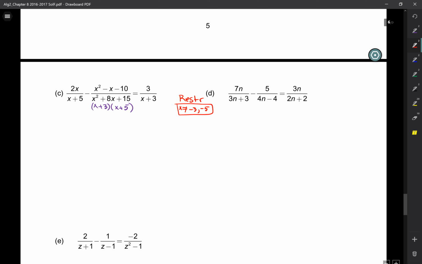Wait, my page looks a lot different. Oh wait, never mind. Okay, so the LCM is what? x plus 3 and x plus 5, and I multiply everything by x plus 3 and x plus 5.